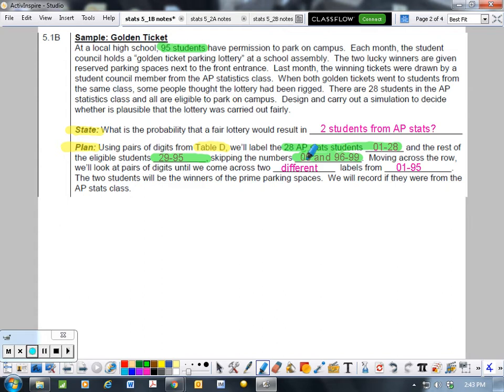We're going to move across the row and look at pairs of digits. Why pairs? Because all of our numbers are 2-digit numbers. And we're going to look at that until we come across 2 different labels from 0, 1 to 95. And the 2 students will be the winners of the prime parking spots. And we're going to record if they were from the AP Stats class. And then we're going to do this over and over. So that's just one simulation. And then we're going to do it over and over and over.